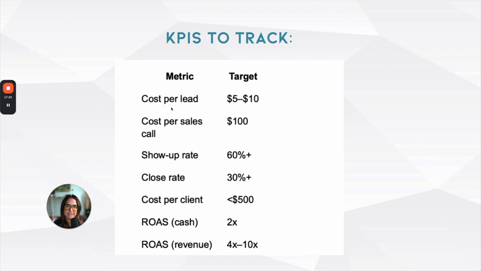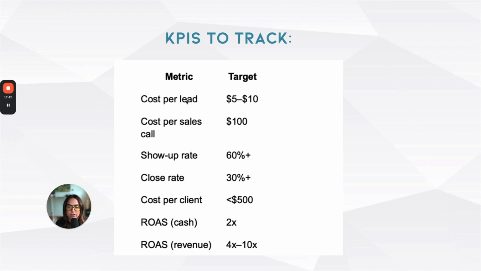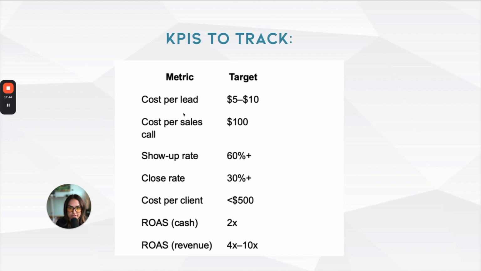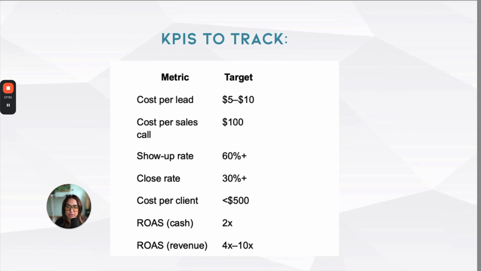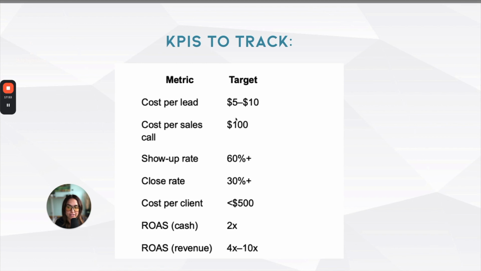Here are some basic KPIs to track. Cost per lead, where a lead is someone who is a good fit for your offer, is anywhere between $5 to $10. If you are going for the metric of follower, you want under $2. Cost per sales call is on average $100. That's a really good metric, and make sure you pre-qualify them. Make sure that they're a good fit for your potential program, that they have money to invest. Again, my metrics were about half that, so we were doing really well in my business.